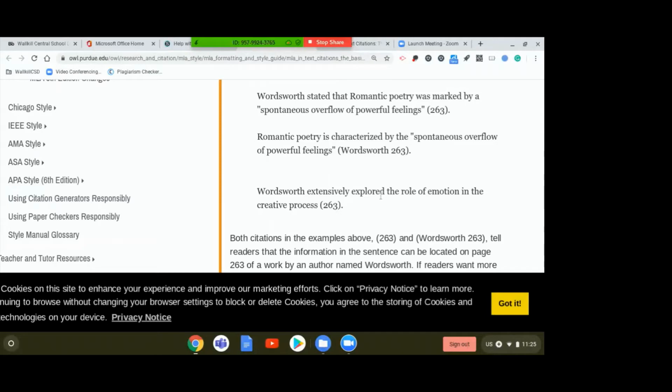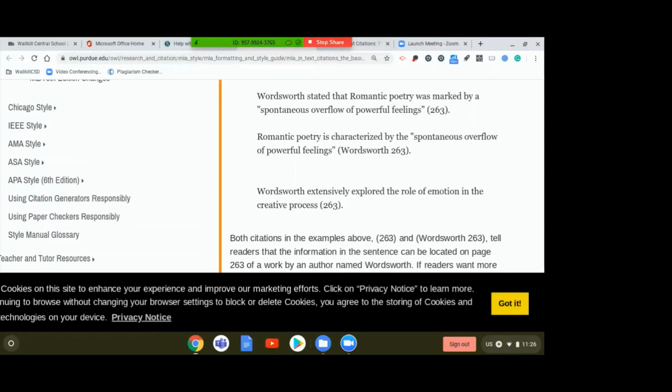Wordsworth extensively explored the role of emotion in the creative process. So I got that information from this page by this author, William Wordsworth. And since again, I mentioned his name in the sentence, I don't need it here. But it is information that's not mine, even though it's not a direct quote. So I do need to credit my source. So that's really like basic 101, how I do my citation.